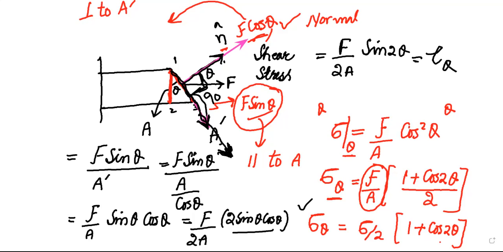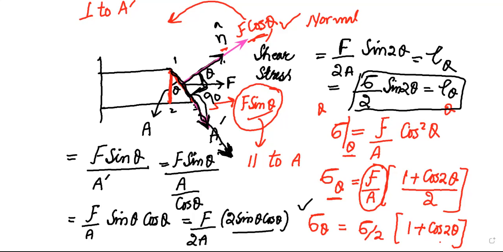Fine. And look at this F by A. This F by A is equal to sigma. So we can write this as sigma by 2 sine 2 theta is equal to shear stress tau theta. So we have two formulas now. We have tau theta is equal to sigma by 2 sine 2 theta, and the normal stress acting on the inclined plane is sigma by 2 times 1 plus cos 2 theta.